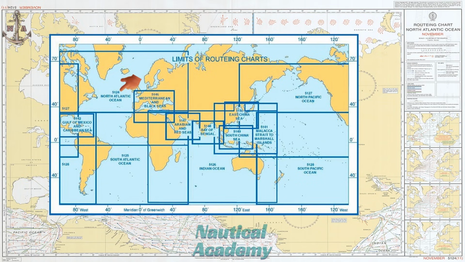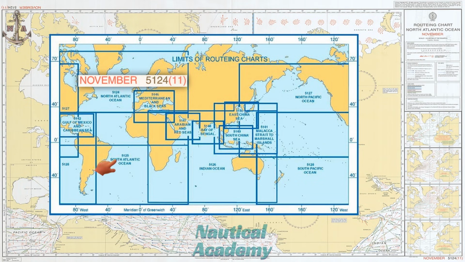The chart I'm using in this video is chart number 5124. You can find the chart number in the upper left corner and in the lower right corner. The number inside the parentheses indicates the month of the edition. 5124 is the North Atlantic routing chart, and the 11 inside the parentheses shows that this is the November edition, since November is the 11th month of the year.